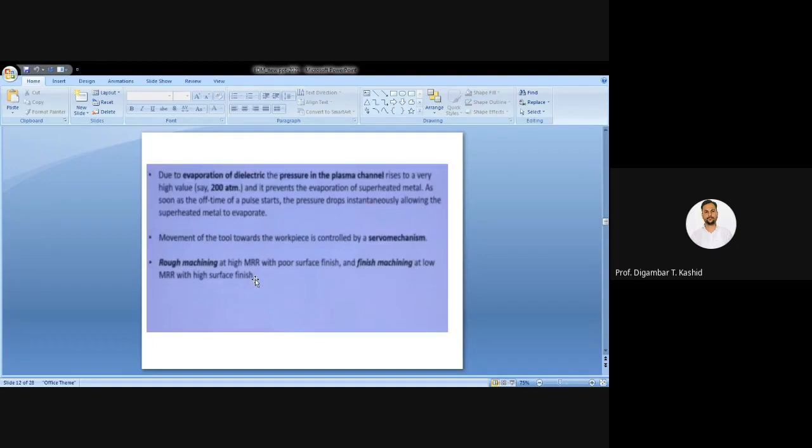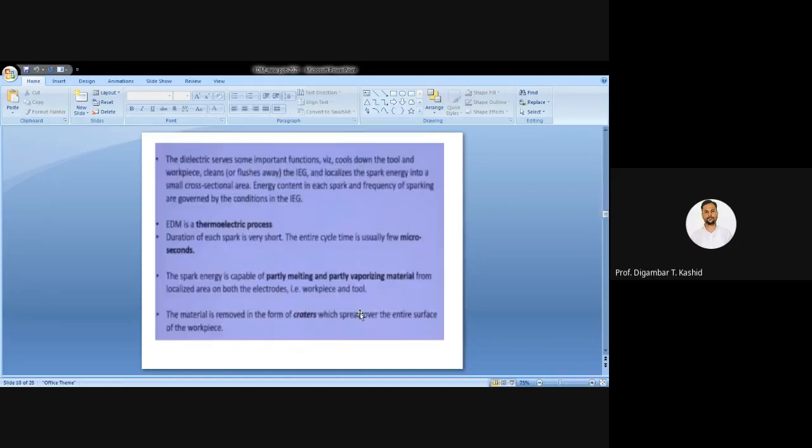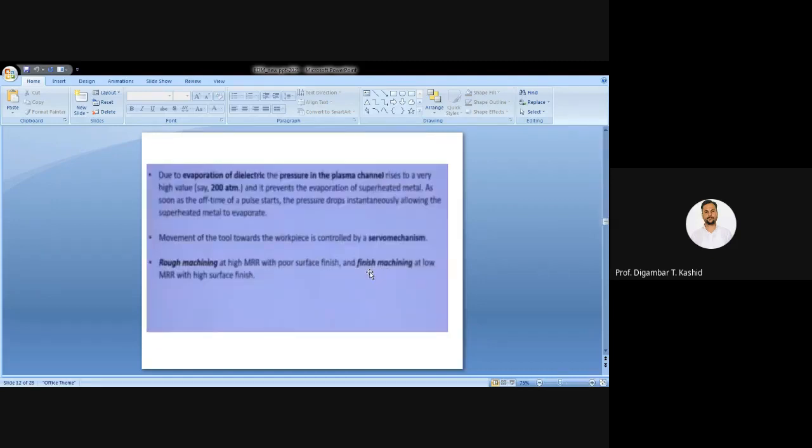Due to the evaporation of the dielectric, the pressure in that plasma channel rises to a very high value, say 200 atmospheres, and it prevents the evaporation of the superheated metal. As soon as the off time of your pulse starts, the pressure drops instantaneously, and it allows the superheated metal to evaporate.